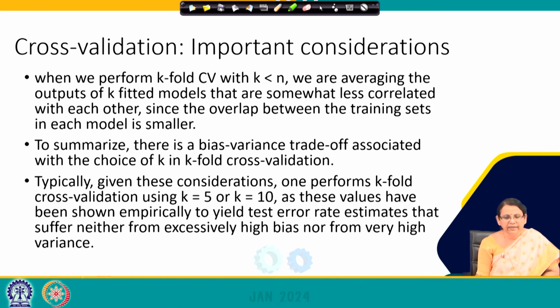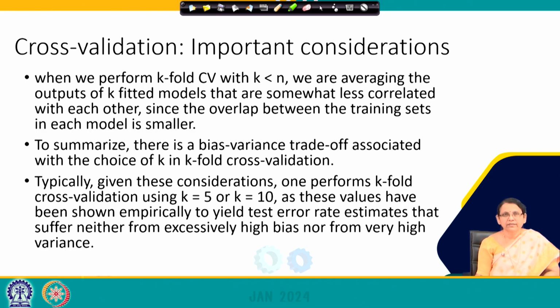Now, when we perform k-fold with k less than or equal to n, we are averaging the output of k fitted models that are somewhat less correlated with each other. Since the overlap between the training sets is small, the variance is less. To summarize, there is a bias-variance trade-off associated with the choice of k in k-fold cross validation.